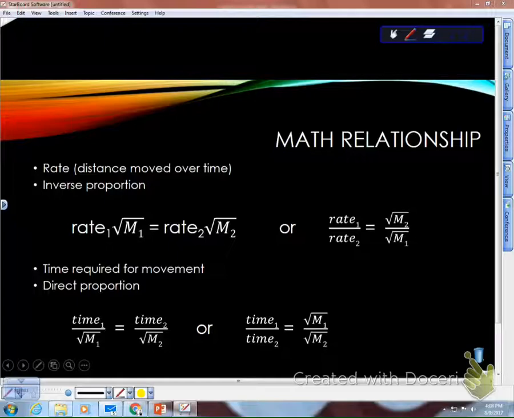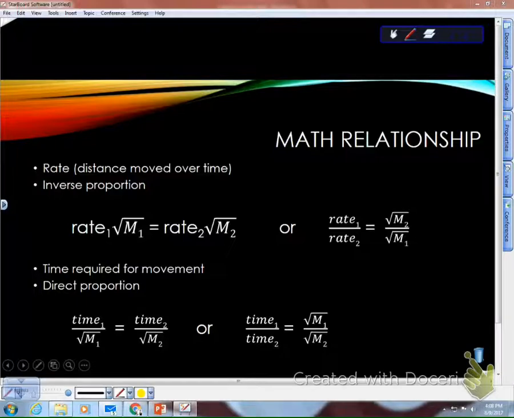Let's look now at the math relationship. The math relationship, we talked about this as an inverse square root law with rate. So we can see here that we can use this formula, rate times the square root of the molar mass.